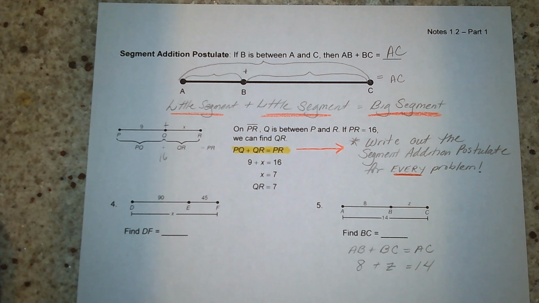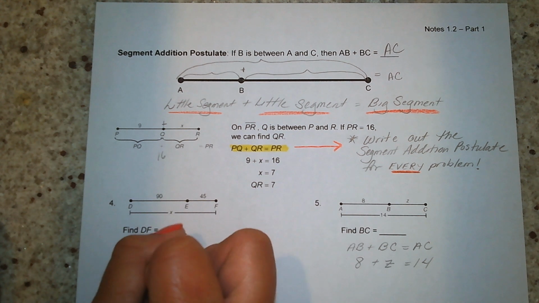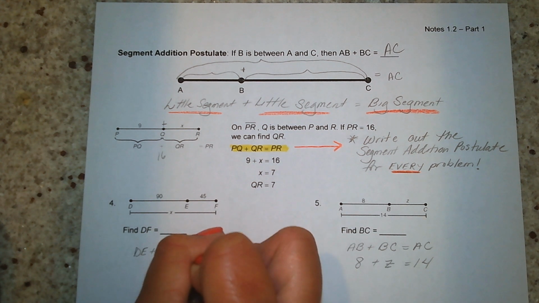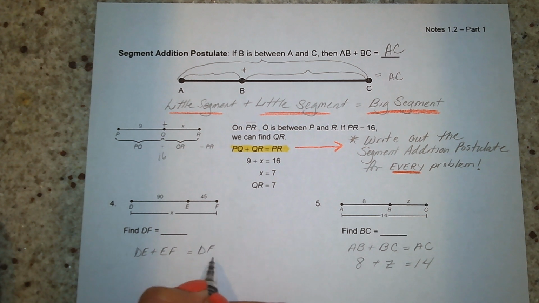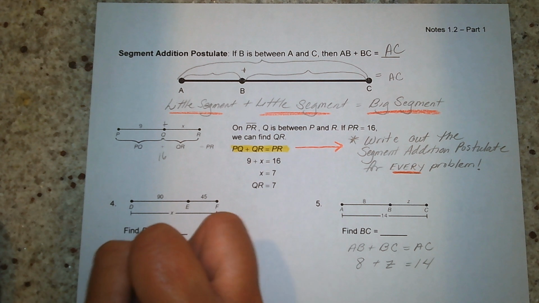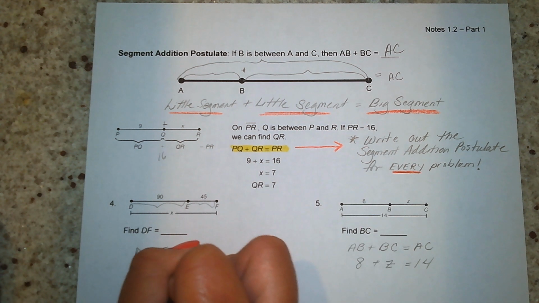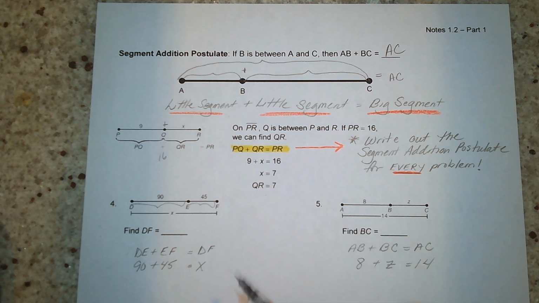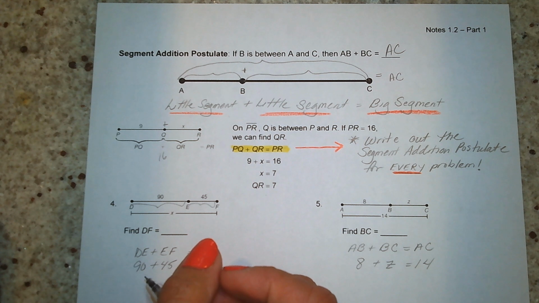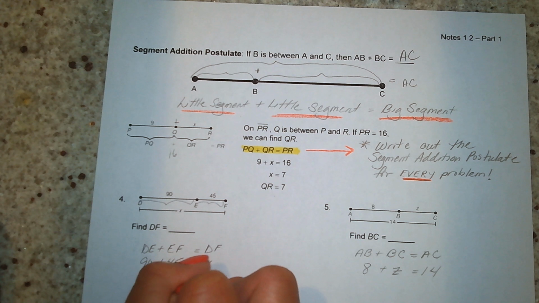All right, let's look at the next problem here. Again, I want you to set up your segment addition postulate. So DE plus EF is equal to DF. That's our segment addition postulate. So we're going to take the 90, which is our DE, plus the 45, and that is equal to DF, which is X. And that's an easy one because you can simply add the 90 and the 45 together, and you get 135.